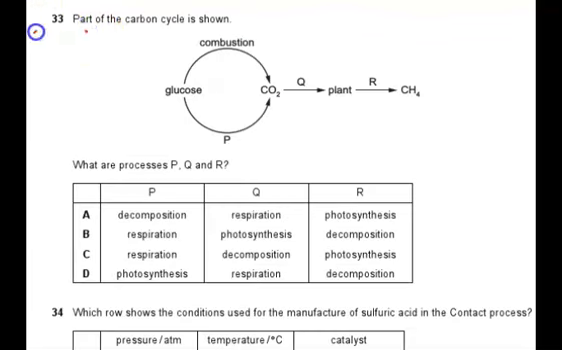Okay, number 33, part of the carbon cycle is shown. So glucose to carbon dioxide, the only way is by respiration. Okay, respiration, we add oxygen, and here we'll be getting carbon dioxide and water. So it's either B or C. Carbon dioxide to plants is through photosynthesis. To methane is a decomposition. So your answer here will be B.